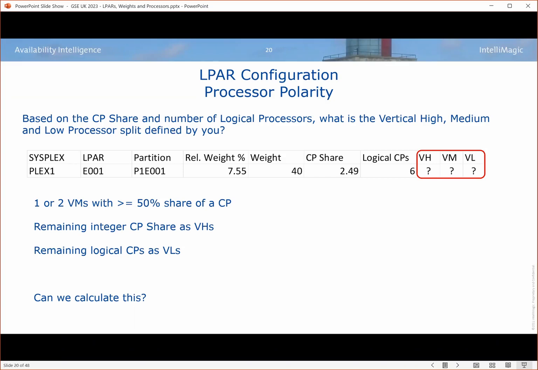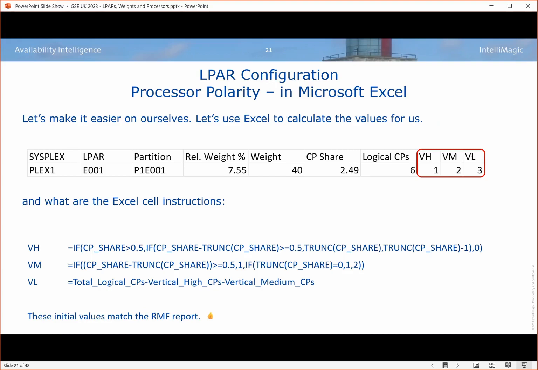And we can calculate this as well. To make life easier for myself, I've had these formulas for Excel, which you certainly should try to use yourselves, where we can calculate, based on the relative weight and the CP share for that CEC and the number of logical CPs we've defined, what the vertical high, medium, and low processors and the numbers are going to be. And in this case, yes, it matches the RMF report. That's good. That's what we hope for, and that's what we expect.